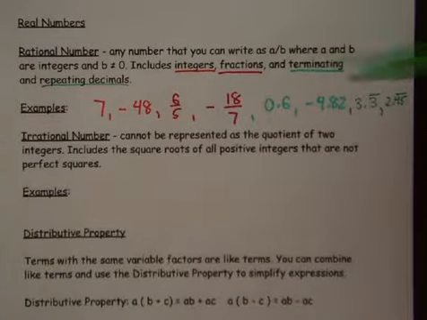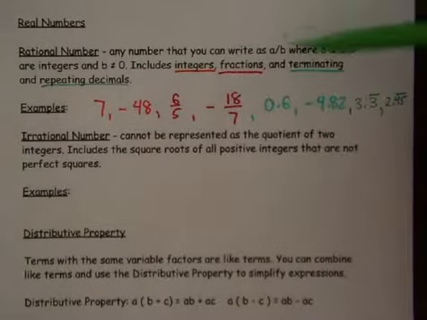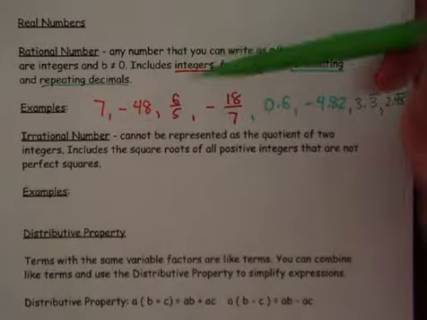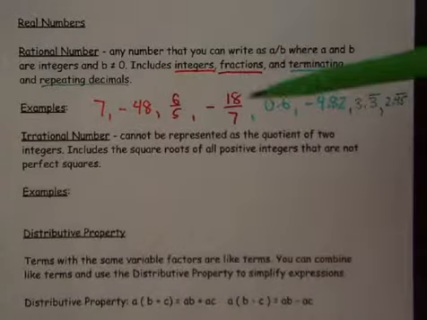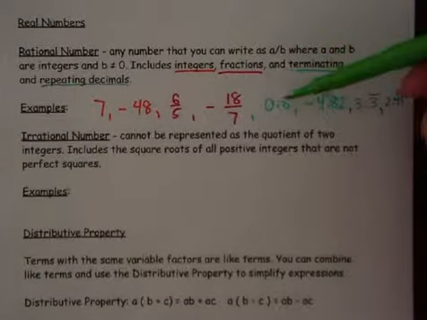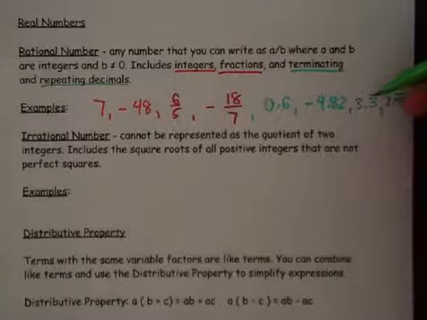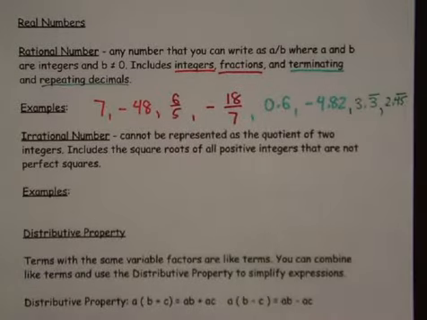So real numbers that are rational can be written as a over b, where b does not equal 0. They include integers like 7 and negative 47, fractions like 6/5 or negative 18/7, terminating decimals like 0.6 or negative 4.82, and repeating decimals where the decimal place repeats like 3.3 repeating or 2.45 repeating.